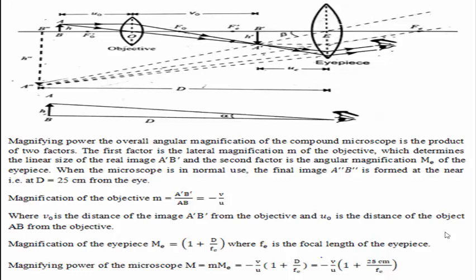Magnifying power of the microscope, that is, capital M, equals small m multiplied by ME, equals minus V0 by U0 multiplied by 1 plus D divided by FE. You get minus V0 by U0 in the bracket 1 plus 25 centimeters divided by the focal length of the eyepiece. So this is the magnifying power of the compound microscope.